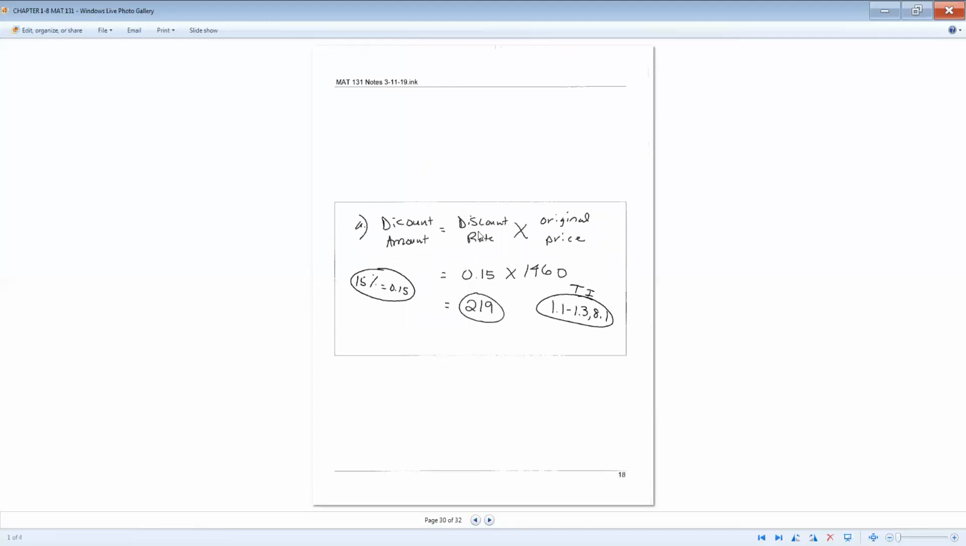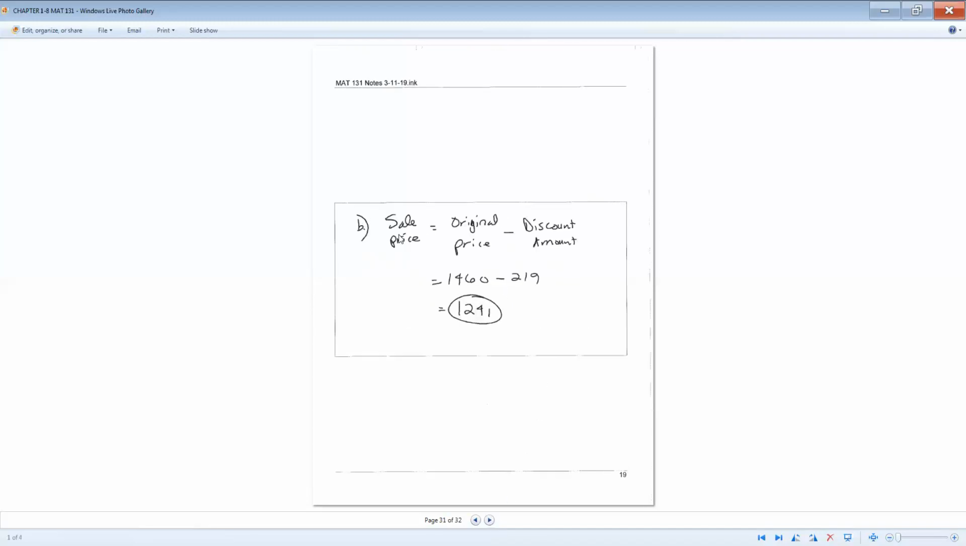So the discount amount is the discount rate times the original price. Our discount rate was 15%. So move the decimal once again, 2 places to the left to convert it to a decimal. That's 0.15 times the 1460. That'll be 219. There's your discount amount. Then if you want to find your sale price, you take your original price minus the discount amount, which would be 1460 minus 219, and that'll be 1241.